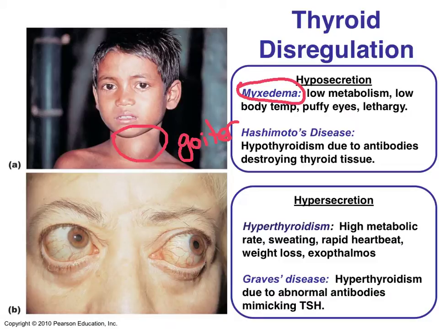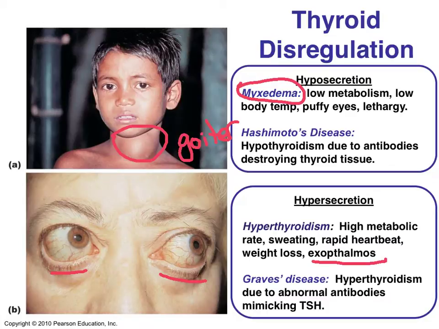Hypersecretion of thyroid hormone can lead to a high metabolic rate, rapid heartbeat, weight loss, and the protruding eyes seen in the lower picture here, called exophthalmos. If not treated, hyperthyroidism can lead to an acute thyroid storm with an extremely high fever, rapid heart rate, delirium, and even death.